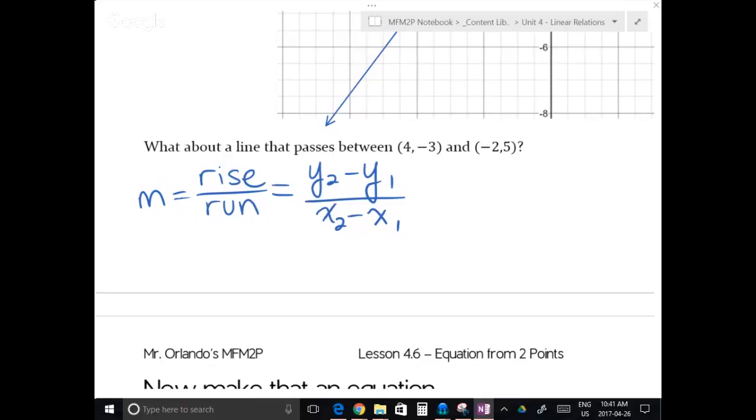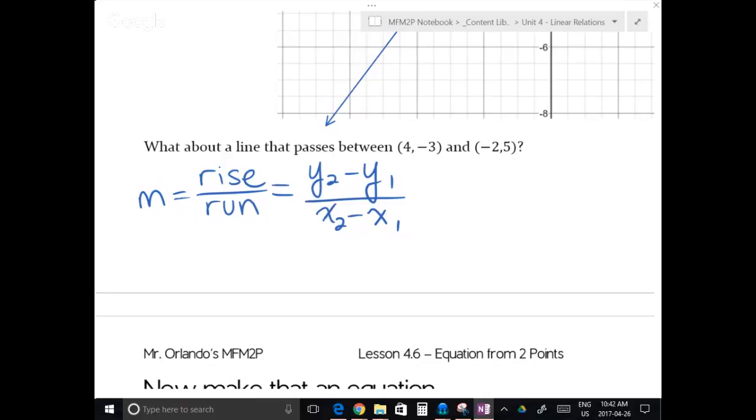Now again, you can do it in your head. You don't have to use the equation. You can look at that and say, oh, from -3 to 5, that's a change of 8. But if it gets to numbers you can't do that with, you can always subtract. 5 minus negative 3 is 8. Your top is 8.